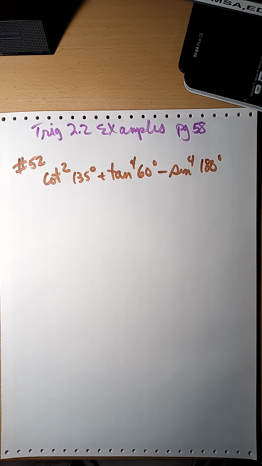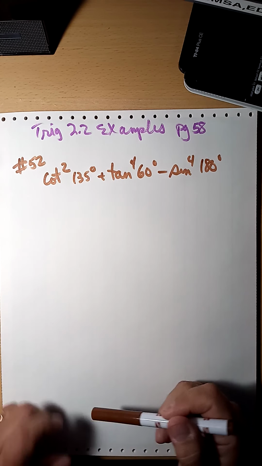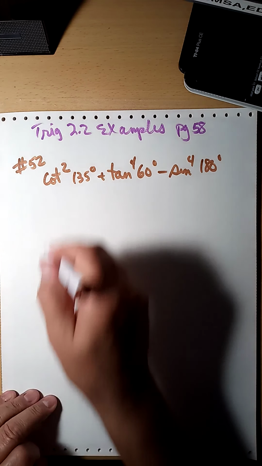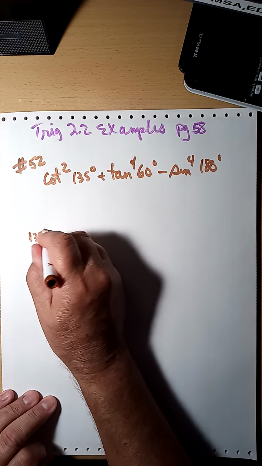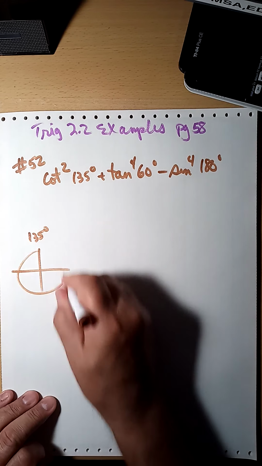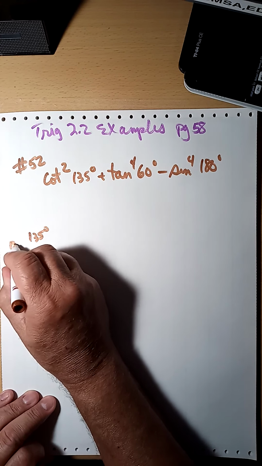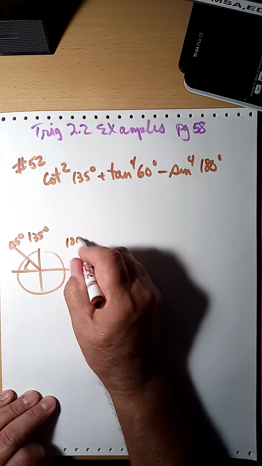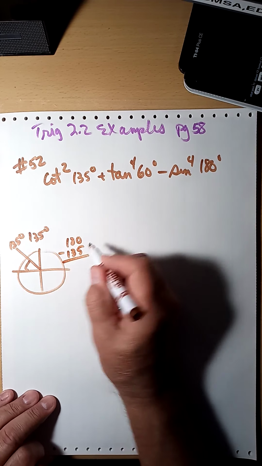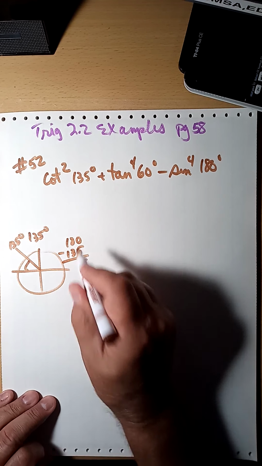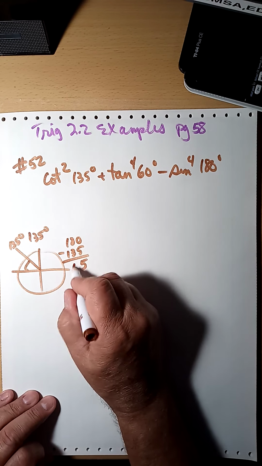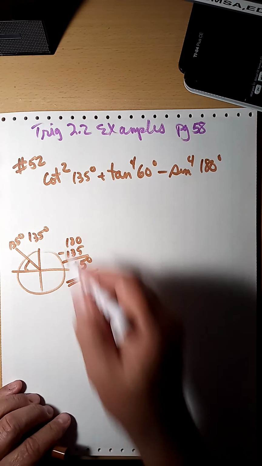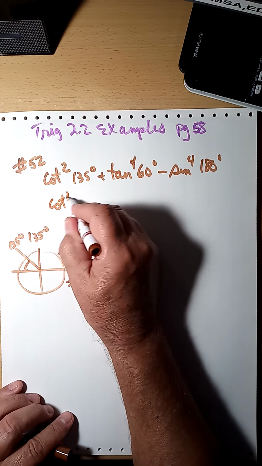Okay. So 135. What's the reference angle? Second quadrant, 135. To get to 180, 10 minus 5 is 5, 7 minus 3 is 4. So this is a 45-degree reference angle. So we really need the cotangent squared of 45 degrees.